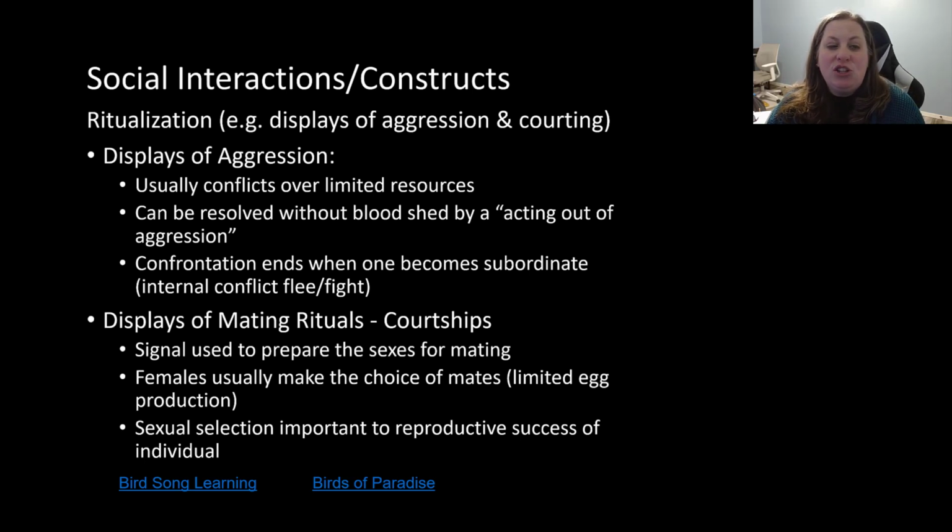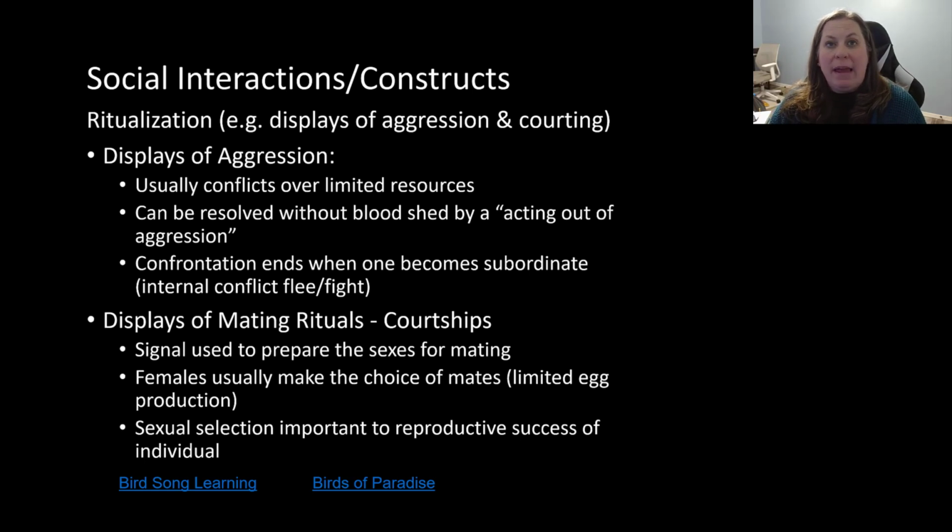Another type of ritualization is the display of mating rituals or courtships. These are signals used to prepare the sexes for mating. Females usually make the choice of the mate because of their limited egg production. They only have so many eggs. And so because of this, they get to be pickier of who gets access to those eggs. And so this is why they're the ones who normally get to pick the mate. Sexual selection is important in order to have good reproductive success for that individual. They want the best success for their offspring, and that's again where that survival of the fittest comes in.